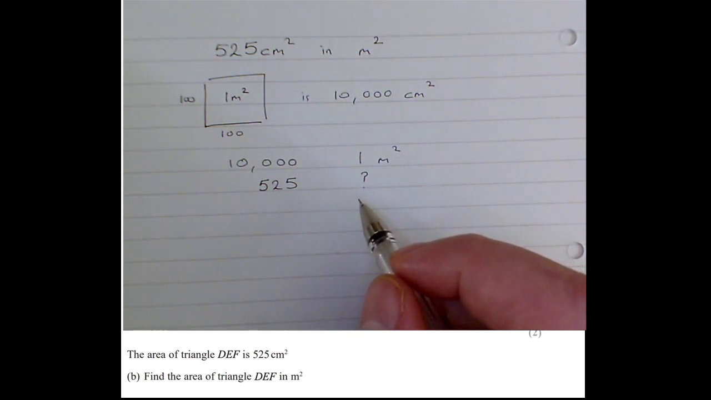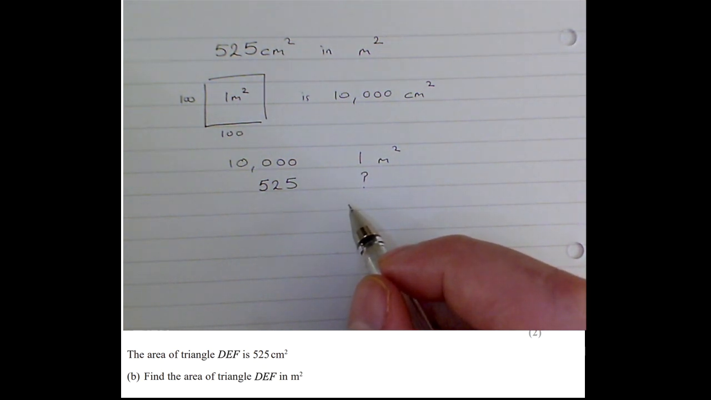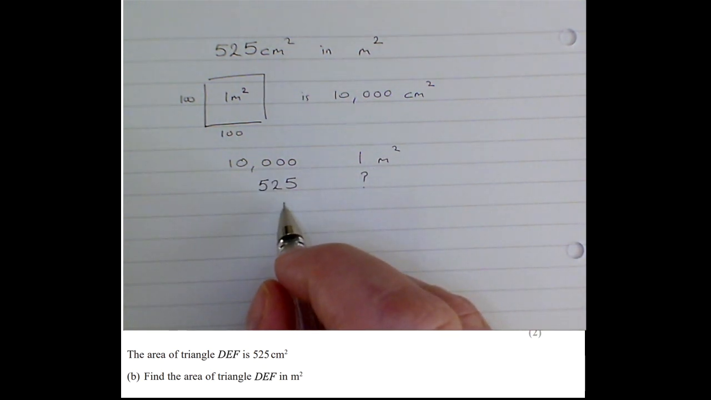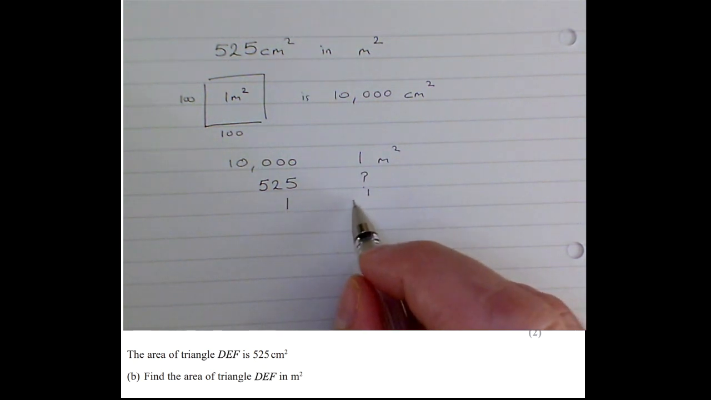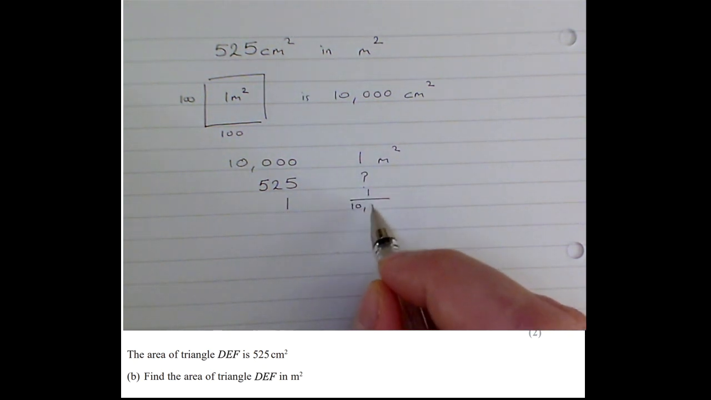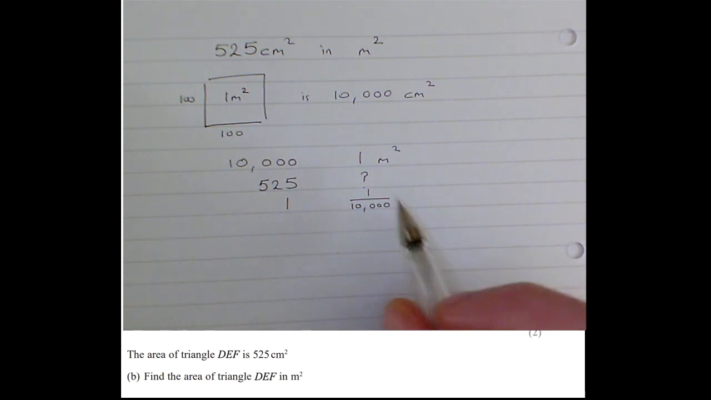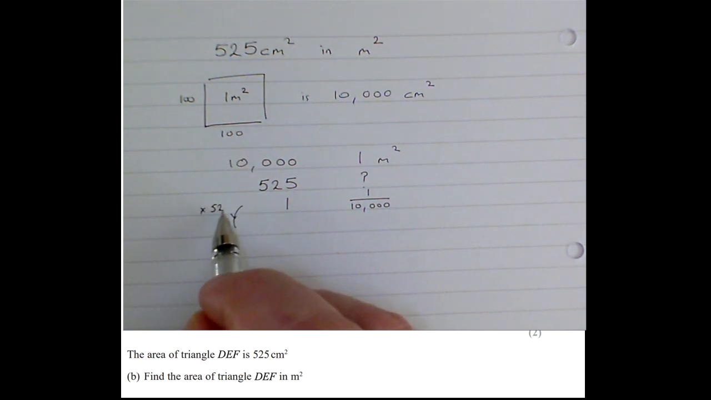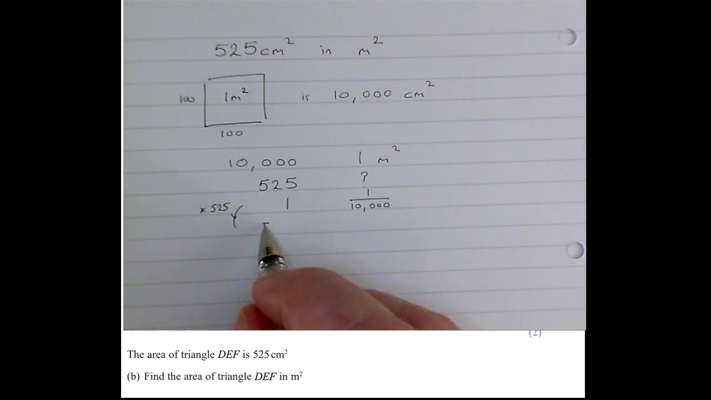Well, what we could do is divide the top line, 10,000 to 1, by 10,000, then I'm going to find what 1 centimetre squared is in terms of metres squared. So 1 divided by 10,000 is, so 1/10,000th metre squared is the same as 1 centimetre squared. And of course, how do I get 525 centimetres squared? I multiply it by 525. And that's what I'm going to do for this side as well.